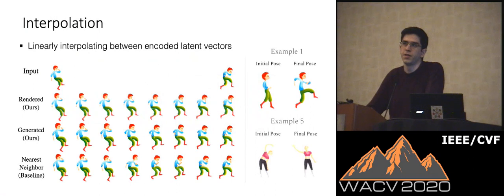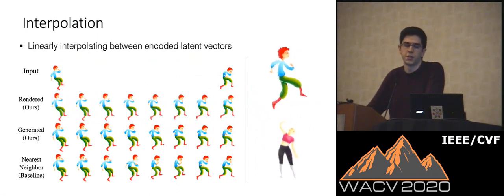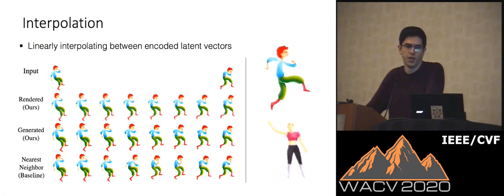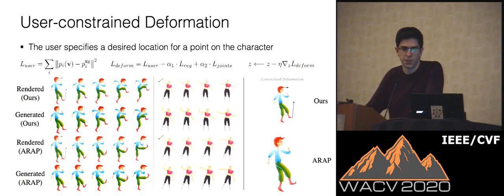We can linearly interpolate between encoded latent vectors to generate smooth deformations between any two poses of the character. We compare this to a nearest neighbor baseline, and we outperform this baseline, as we see.